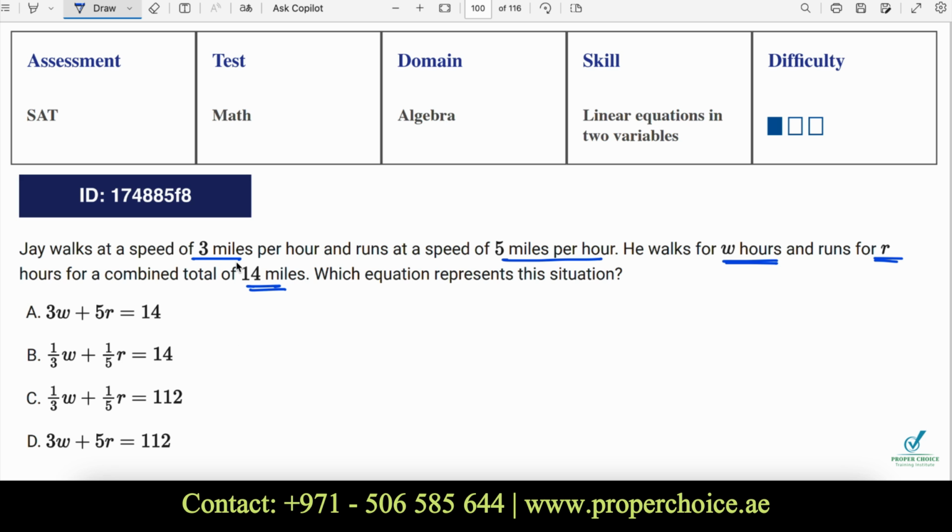As the person is walking at 3 miles per hour for W hours, the total distance covered by walking is going to be 3 times W, plus he is running at a speed of 5 miles per hour for R hours. The total distance covered by running is going to be 5 times R. As they say, the combined distance is equal to 14 miles. Again, makes sense with option A. A is the right choice here.